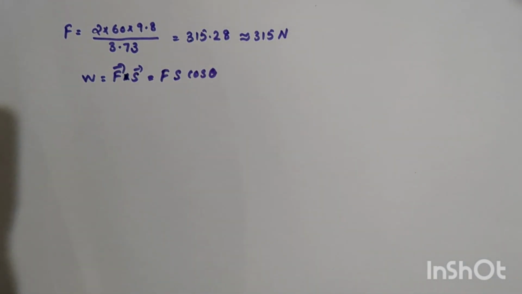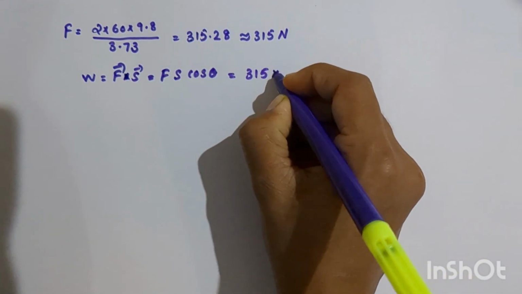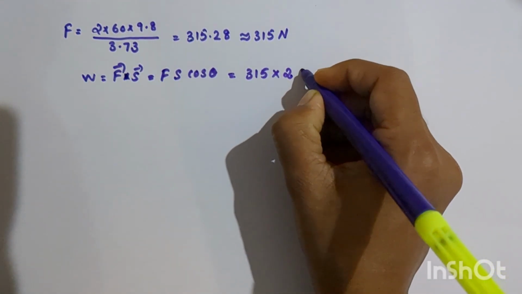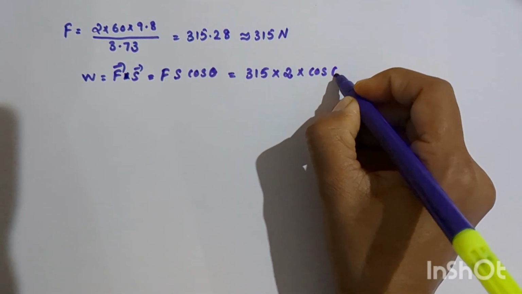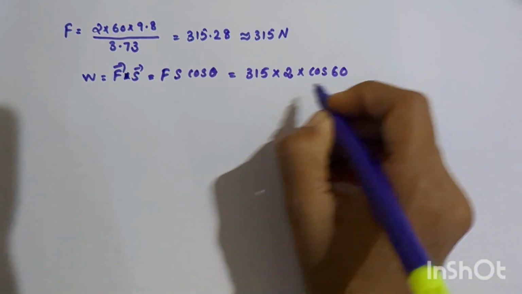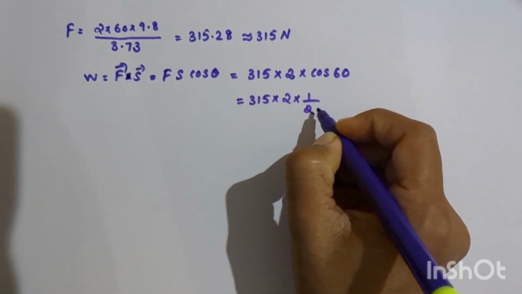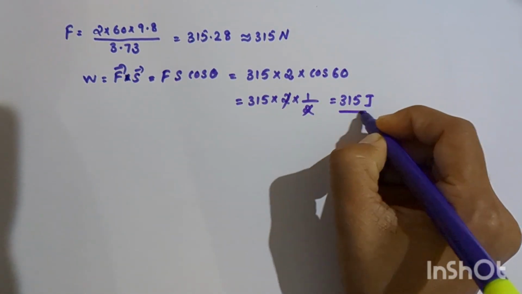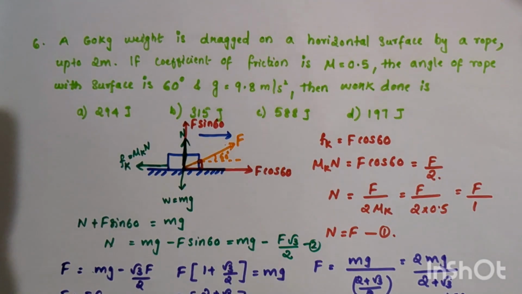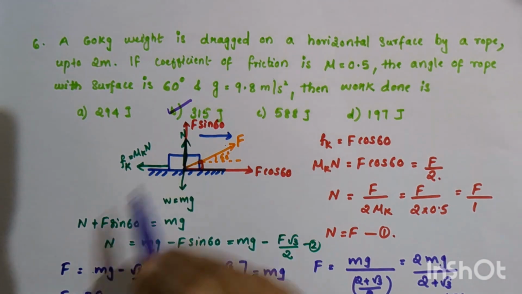You see, this is equal to force, almost 315 Newton, displacement 2 meters, then the angle between them, which is given as 60, so cos 60. So this is equal to 315 into 2 into cos 60, which is 1 by 2. The 2 cancels. So you will be getting it as 315 joule. So option B, 315 joule, is the correct option.